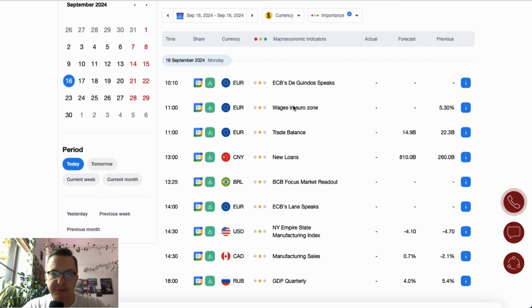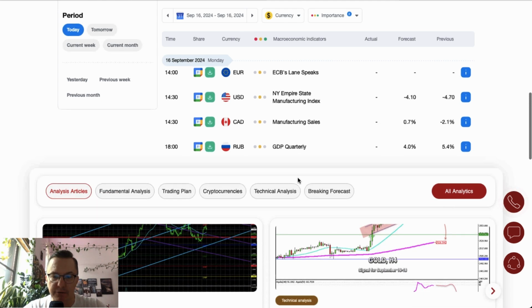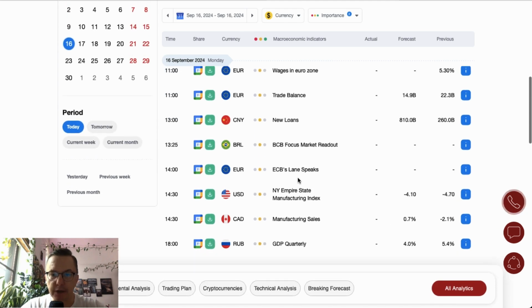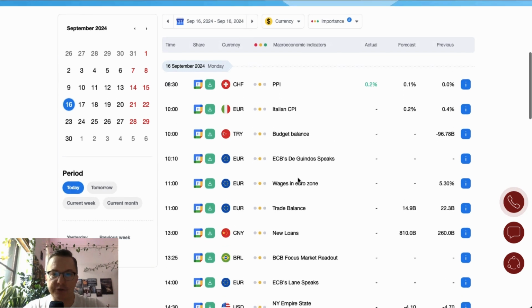ECB's de Guindos will give a speech at 10 minutes past 10. At 11 o'clock, we got the trade balance and wages in the Eurozone data. New loans in China are scheduled for release at 1 o'clock, and then we got another speech from ECB's Lane, and at 2:30 we got the New York Empire State Manufacturing Index. Manufacturing sales from Canada are scheduled for release as well at 2:30, and that's about everything, if we consider the important data releases for today.